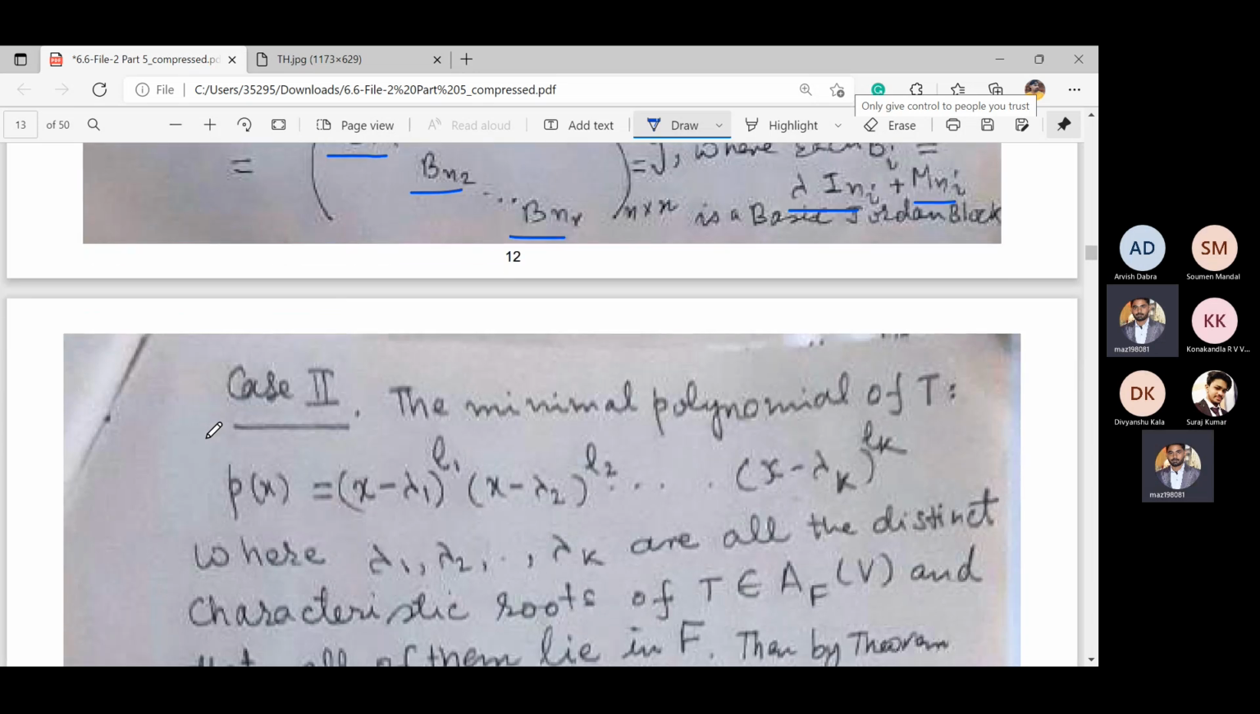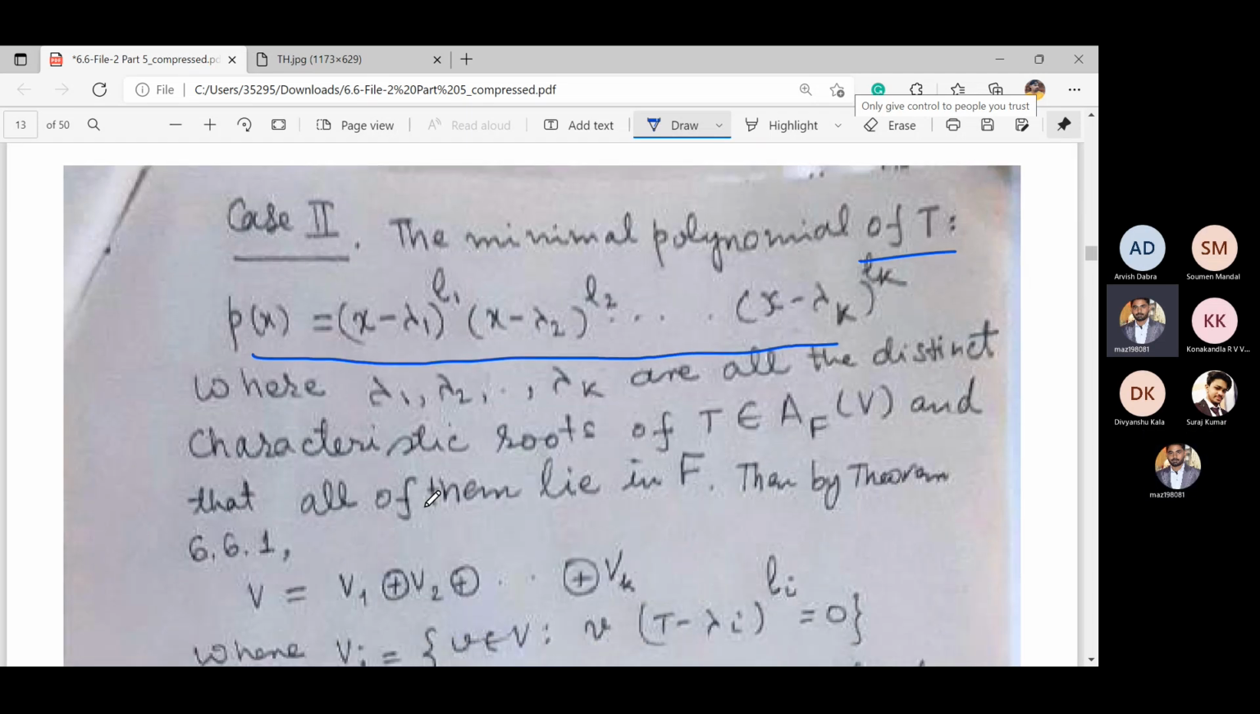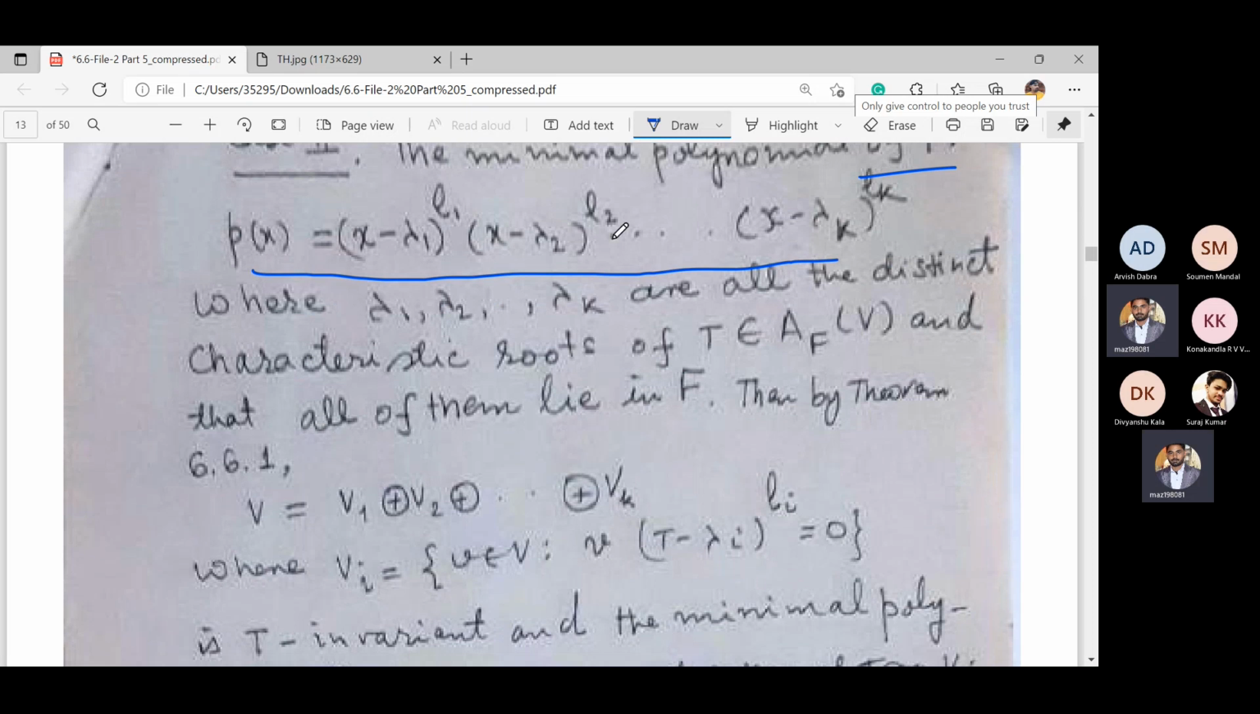No. Okay. So for case 2, the minimal polynomial of T is of the form this one. Now it has k distinct eigenvalues, with multiplicities L1, L2, up to Lk in the minimal polynomial, and all these lambdas belong to F. This is a compulsory condition. Please don't forget this. All that we are talking about, the eigenvalues must be in the field where we are discussing. Otherwise, we can't get a matrix in that field.